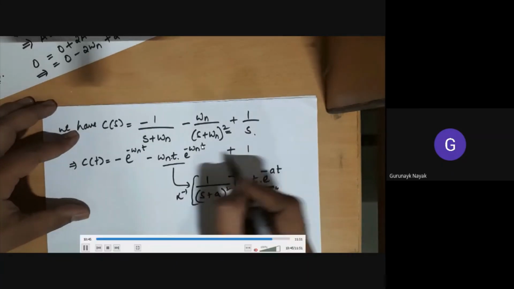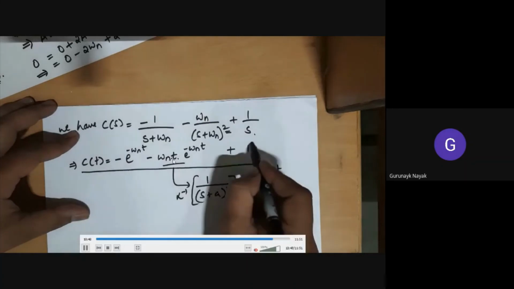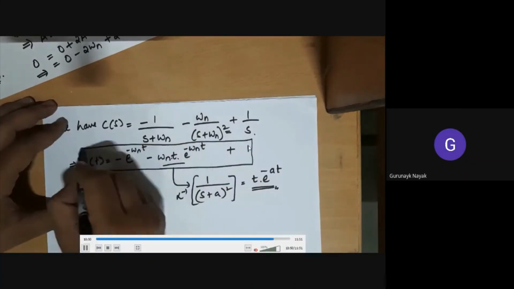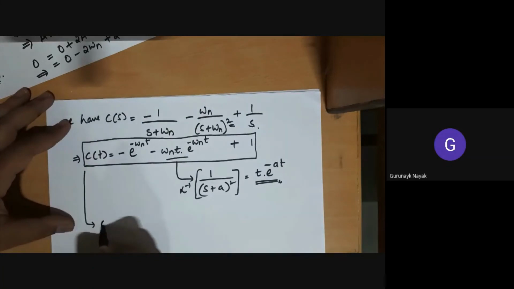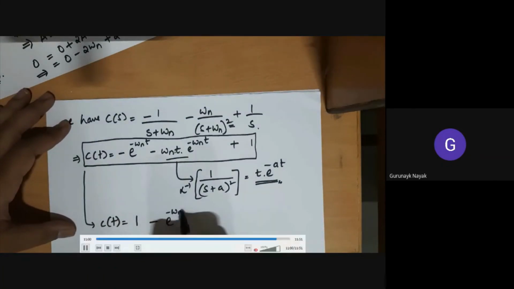So that's how it ends. Omega n was already existing, so keep it as it is. In the last term, 1 by s is 1. Last term is 1 by s, which is 1. So this is it. That's the derivation. That proves why the graph was like that.